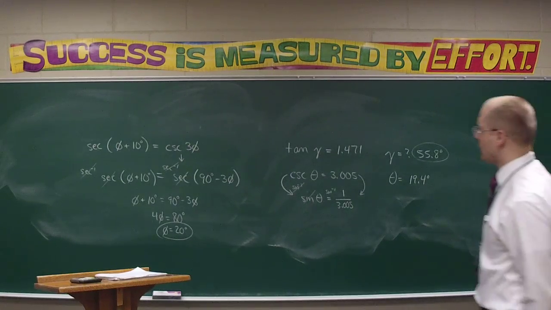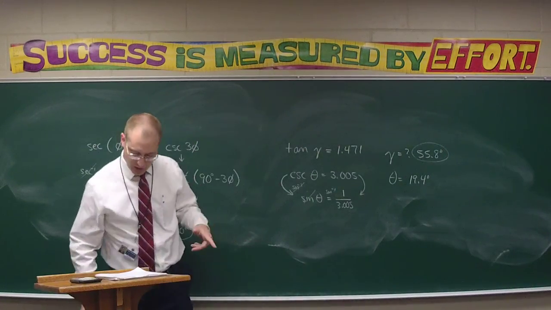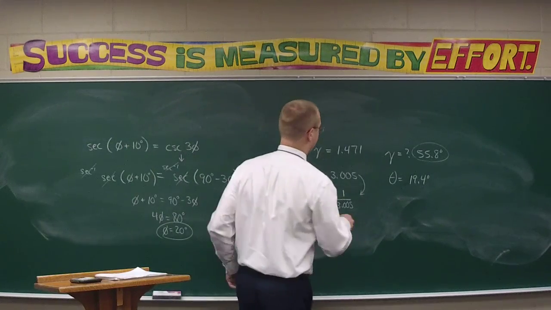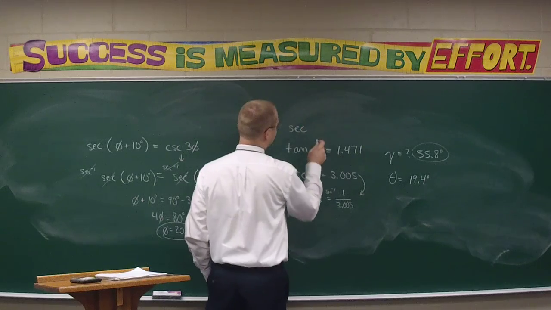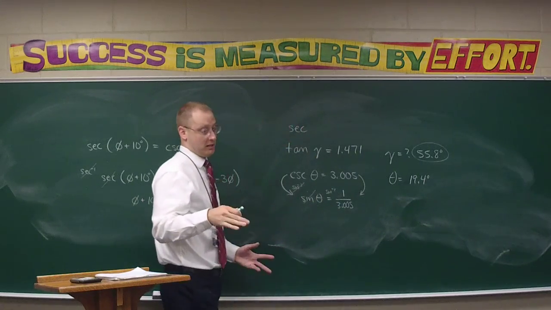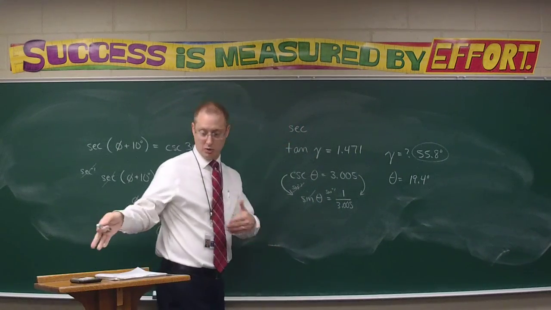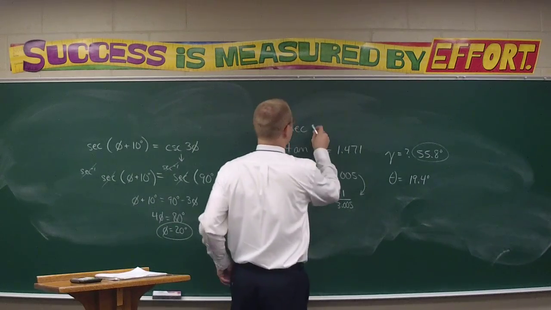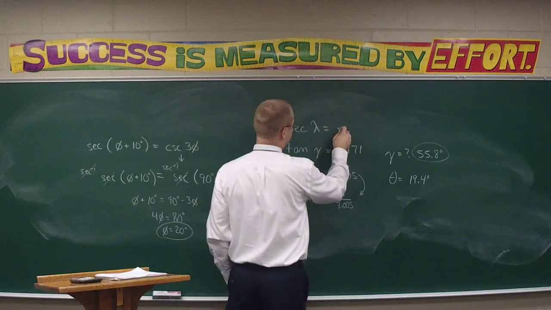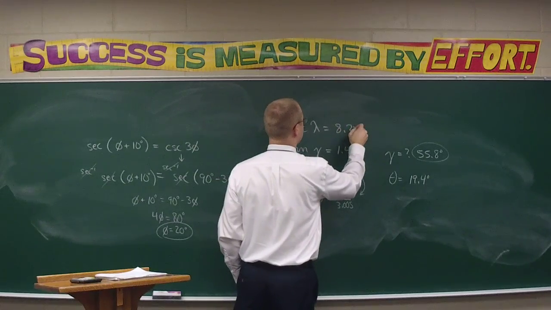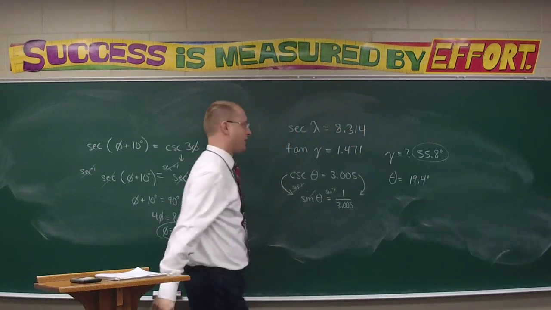Tell you what, let me give you one more for Chris's benefit in case he is stuck using that calculator on Monday. Let's suppose we know that the secant of, let's do lambda, is 8.314. Find lambda.